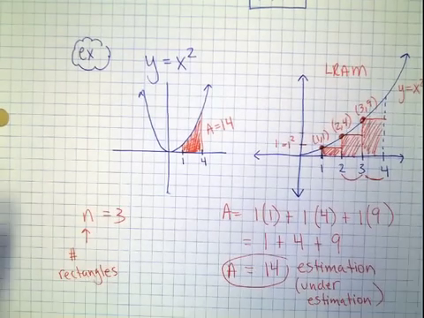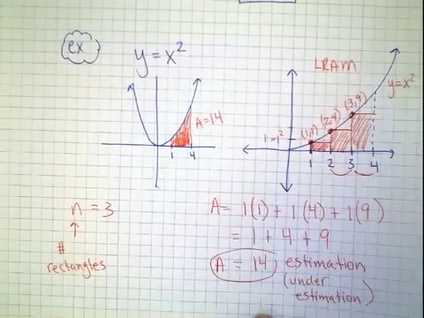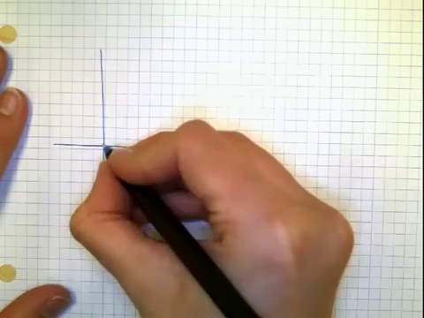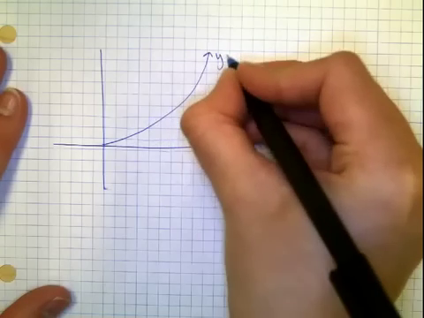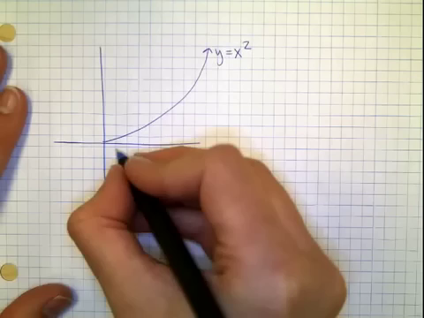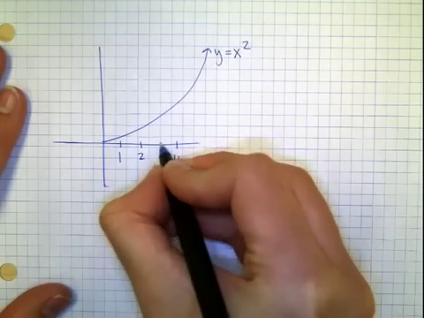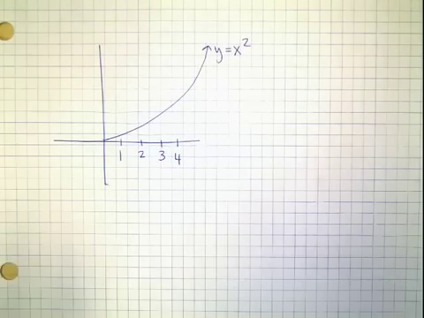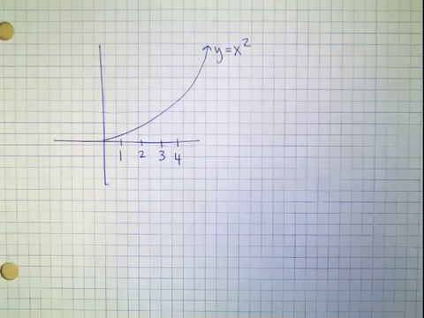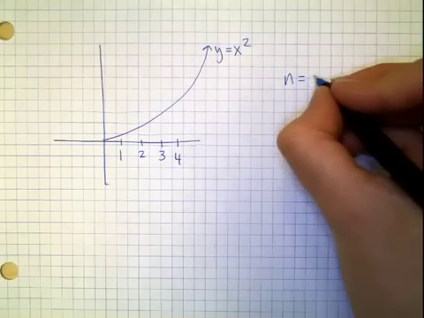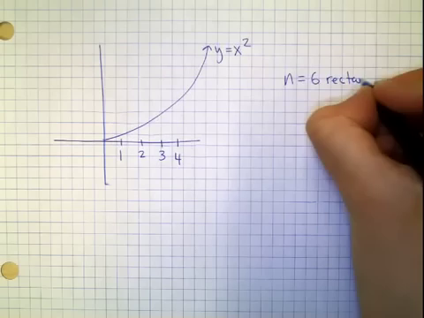So our next example is going to be the same problem with more rectangles. So let's redraw. We've kind of ran out of space here. Let's take that same graph of y equals x squared. We'll go from here to here, y equals x squared. And let's find the area from 1 out to 4. So we'll put 2 and 3 somewhere in the middle here. But instead of using the 3 rectangles that I did earlier, I'm going to split it up into like 6 rectangles. So n equals 6 rectangles.